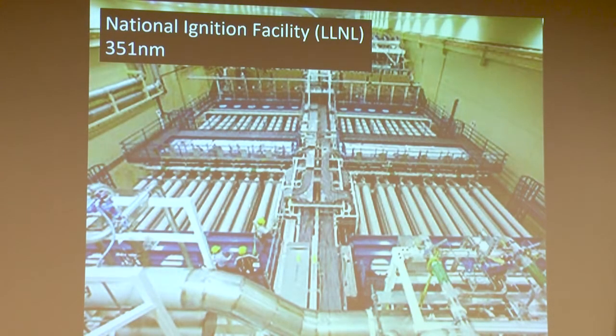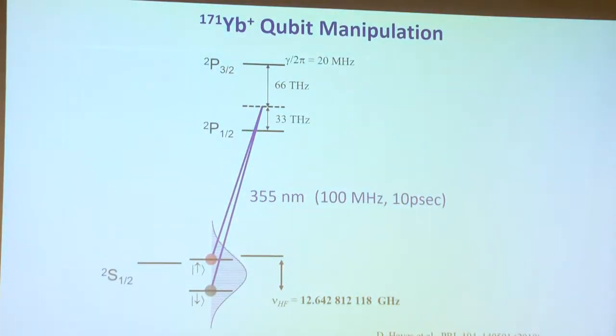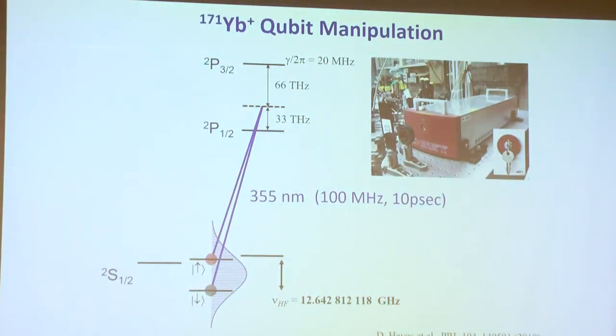Like at the NIF facility at Livermore. It's not 355, but it's the same. It's a neodymium glass laser, but we basically use a vanadate or a YAG laser at 355. It's an industrial laser. And as much as I'm comfortable with playing with lasers and making my homemade lasers, this is a picture of the laser we use.